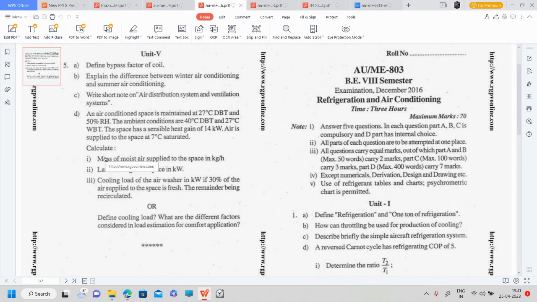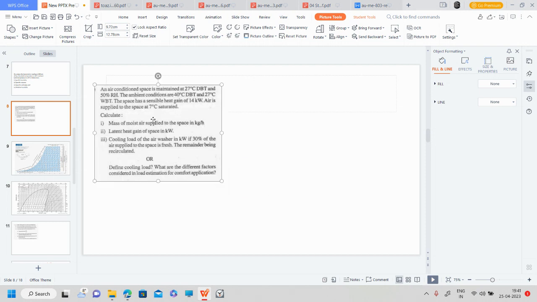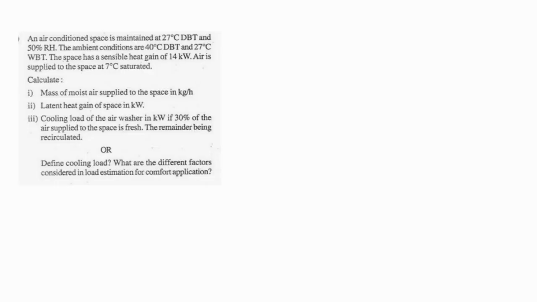ठीक है, तो ये न्यूमेरिकल रह गया है, तो मैं इसको भी सॉल्व कर देते हैं। और ये फिफ्थ यूनिट से न्यूमेरिकल है, तो लेट जस्ट सॉल्व दिस न्यूमेरिकल एंड देन इट विल finish your 2016 paper. Okay, so let's start this numerical.